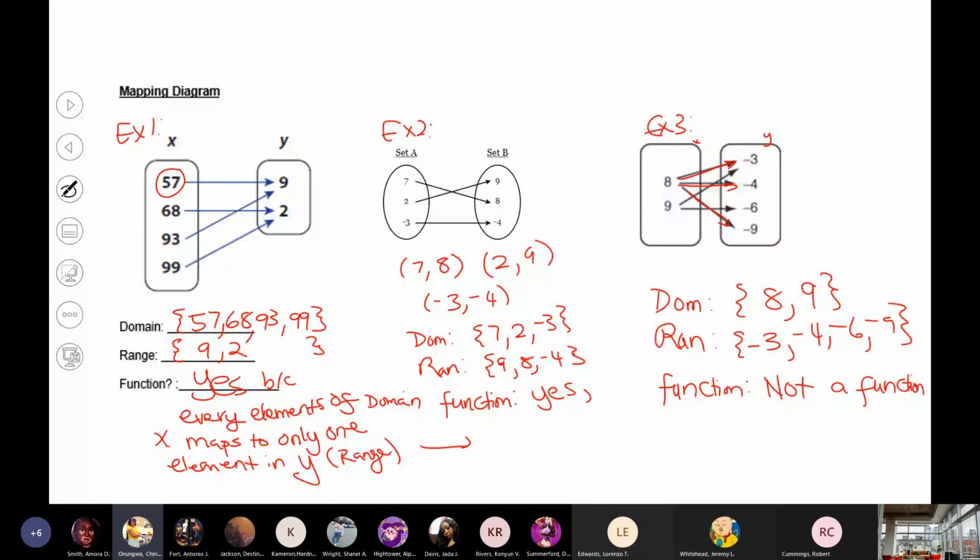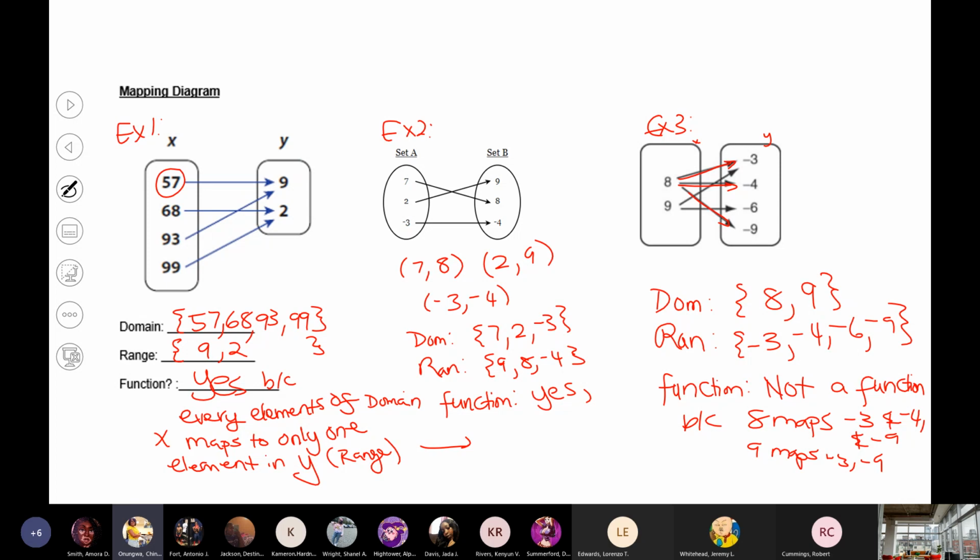So 8 is going, because it's not a function, because 8, an element of my domain, is mapping to -3 and -4 and -9, and 9 is mapping to -3 and -6. So you can only have one arrow coming out of it for it to be a function. So for every one x, it can only go to one y. If it goes to more than one y, it's not a function.